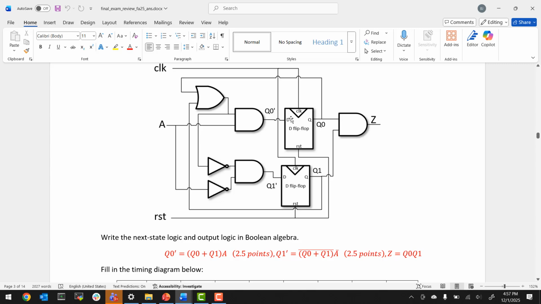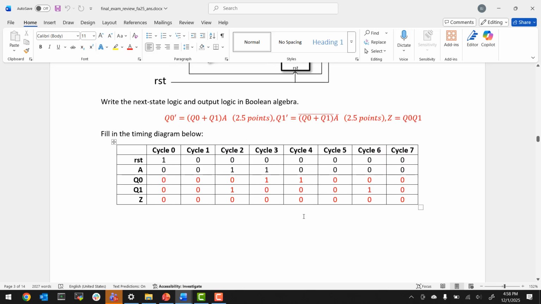Remember, to solve this one, you basically have to figure out what Q0 prime is. In other words, you have to figure out what the Boolean logic is for the D input on each of the flip-flops, the registers, right? So you have to trace back. So what is this? Well, it's A and something, A and Q0 or Q1, right? So you just basically trace the wires there. Then fill in the timing diagram below. Once you have the next state logic, you can figure out how the state evolves based on both the input and the current state.